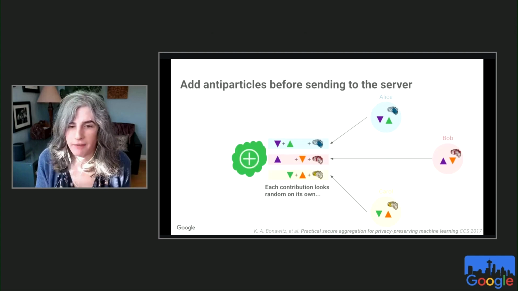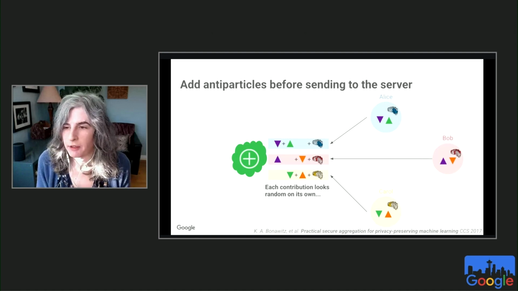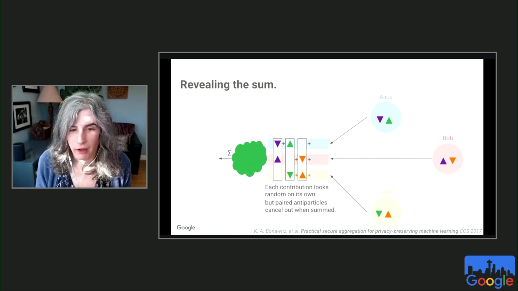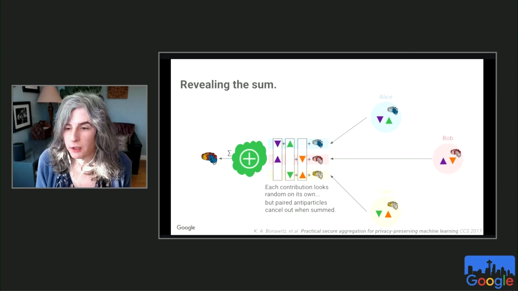so that what arrives at the server from each user is completely masked. From a cryptographic standpoint, it looks indistinguishable from randomness. But when the server adds all of these updates together, and only when it adds all of the updates together, do those masks cancel out, allowing the server to compute the sum that it was actually interested in.